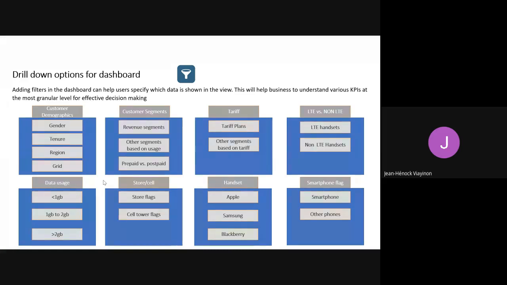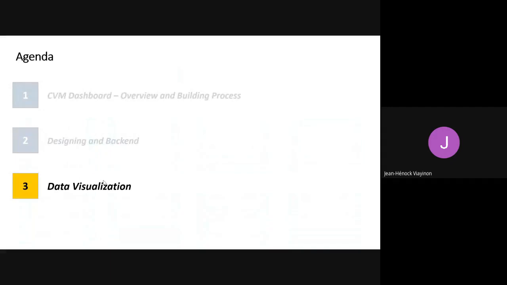You can use the revenue segment, prepaid versus postpaid, and all those things to design your drill down option. You can also use the tariff plan, the handset type, and the smartphone flag. Those who are using a smartphone, for example, have a better quality of experience in terms of data usage than those who are not. So there should be a smartphone flag to identify whether the customer is using a smartphone or not, to then cross that with our site coverage or our quality of service, to see how good the quality of experience is for this customer, because the quality of experience also depends on the handset the customer is using. Yes. Now coming to the data visualization.